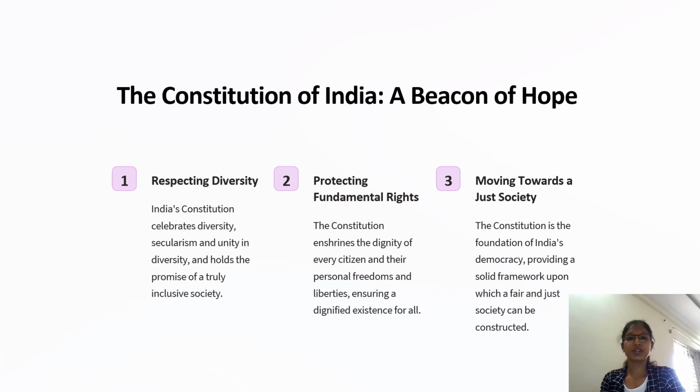Then the Constitution of India, a beacon of hope: respecting diversity, protecting fundamental rights, moving towards a just society. India's constitution celebrates diversity, secularism, and unity in diversity and holds the promise of a truly inclusive society. The constitution enshrines the dignity of every citizen and their personal freedom and liberties, ensuring a dignified existence for all. So, moving towards a just society, the Constitution is the foundation of India's democracy, providing a solid framework upon which a fair and just society can be constructed.